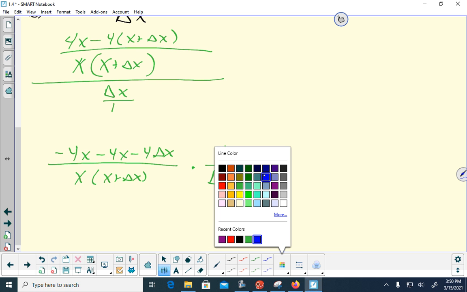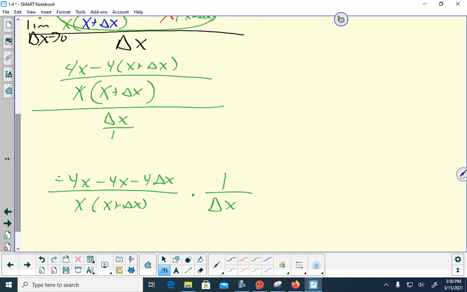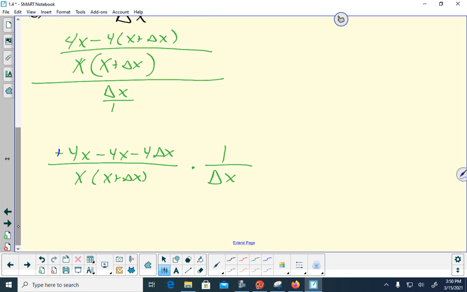Here, the negative 4x should have been positive 4x. The positive 4x minus negative 4x, the 4x minus 4x, is going to equal 0. So I'm going to have negative 4 delta x over x times x plus delta x. I'm going to multiply by 1 over delta x.